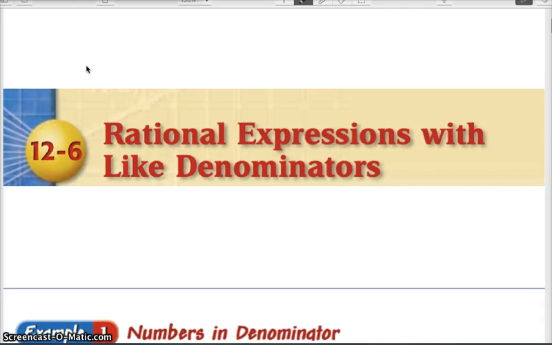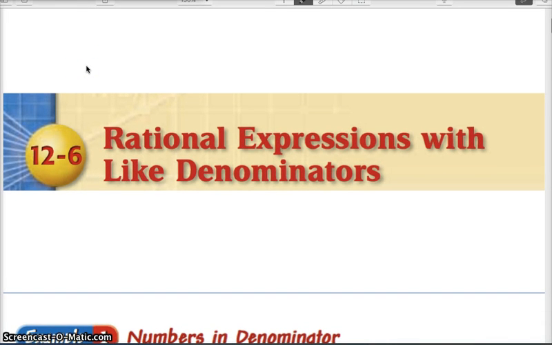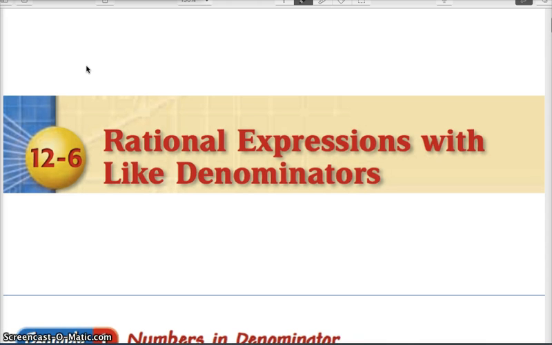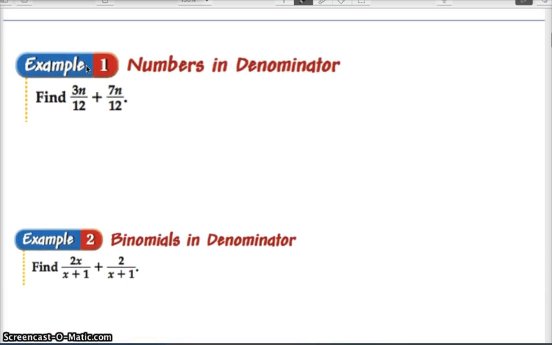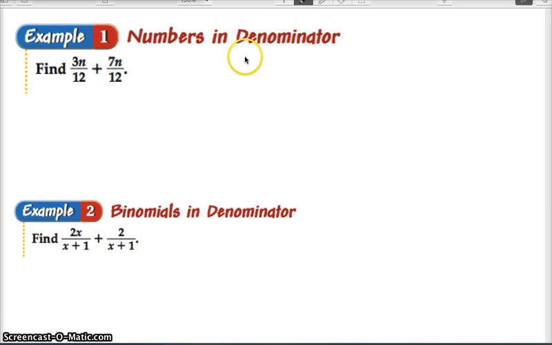Hi friends, we're looking at section 12.6. We're going to be talking about a few sections today. Let's start with 12.6, rational expressions with like denominators. So here we have two examples, example 1 and example 2.